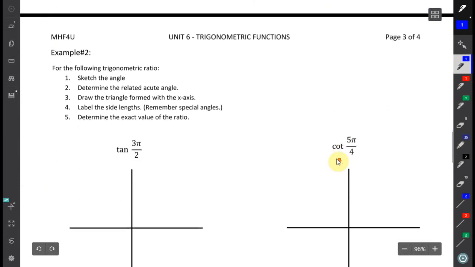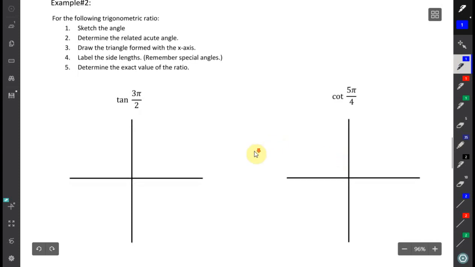Going on to example 2. There are 2 triangles here. Now we're basically asked to do much of the same work here, except our job is to draw the triangle and draw the terminal arm. So first of all, it says to sketch the angle. So 3 pi by 2.